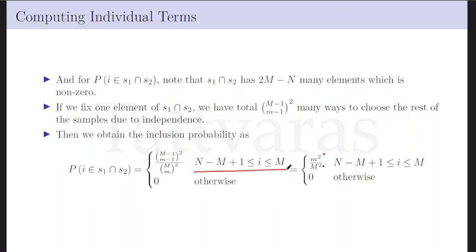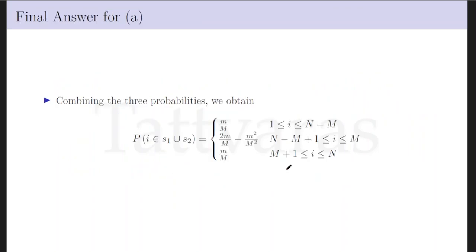Otherwise, if we are above m or below n minus m plus 1, there is no chance that a unit coming from these two regions is in both the samples S1 and S2, due to restrictions in the subpopulation. So combining this, we obtain the probability of i belonging to S1 union S2 as this. So this is the answer for the first part.